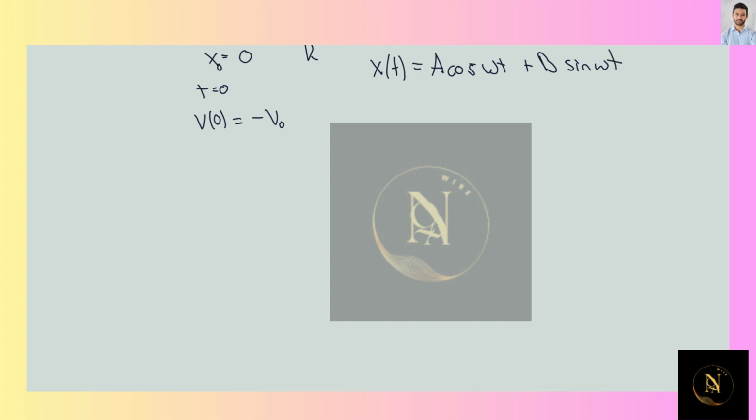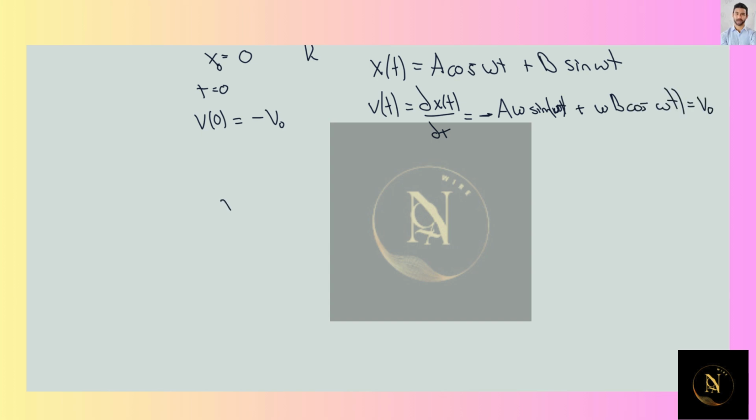So first of all, we know that this is going to be the corresponding value for x of t, but we also know that the velocity as a function of time would be equal to the derivative of x as a function of time with respect to time. So in this case, applying the chain rule, we would get minus a times omega times sine of omega t plus omega times b cosine of omega t needs to be equal to my initial velocity.